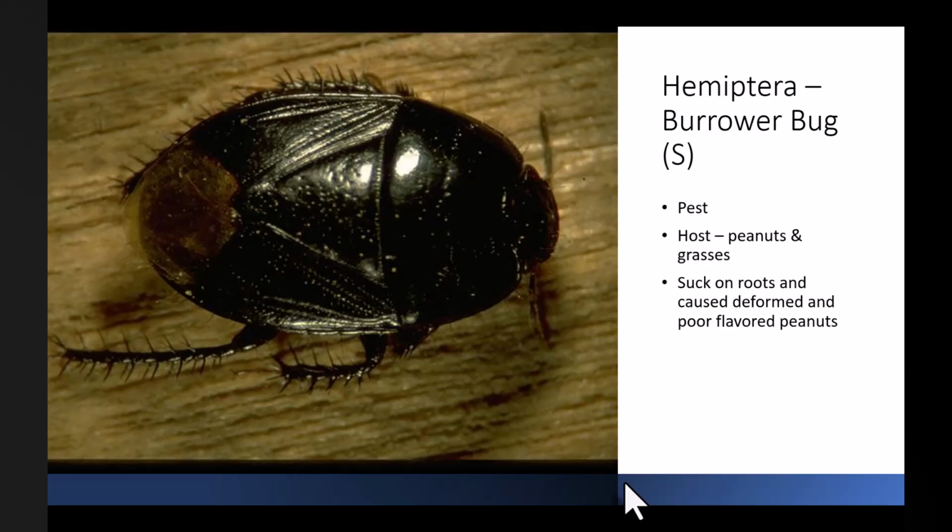These are kind of cockroach looking, but they're much smaller than a cockroach. They're only going to be about a quarter of an inch to a half of an inch long. You can see the triangle in this guy. They also have that membranous tip to their wings, and then their legs are very pokey and have lots of little spines on them, which is very similar to cockroaches.